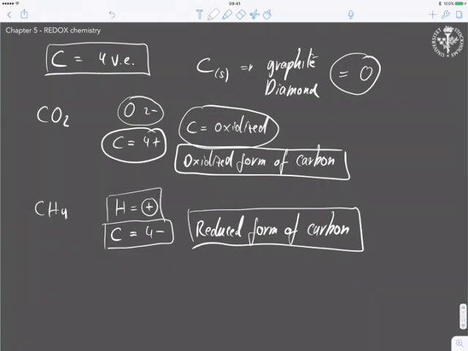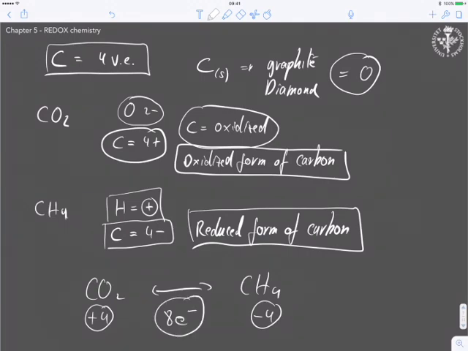We'll see that later. So if you go from CO2 all the way to methane, you have an oxidation state of +4 here and -4 here. Also 8 electrons in difference. In this case, carbon is giving away electrons to the oxygen. In this case, carbon is grabbing electrons from hydrogen.